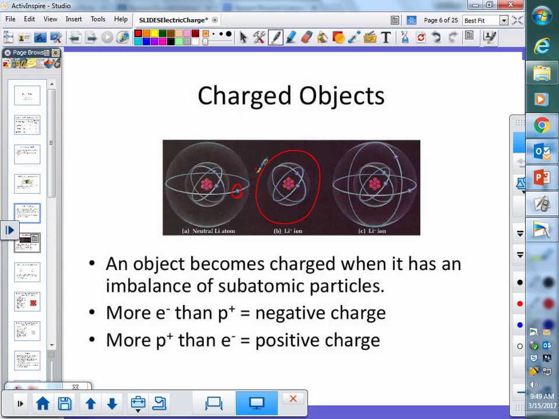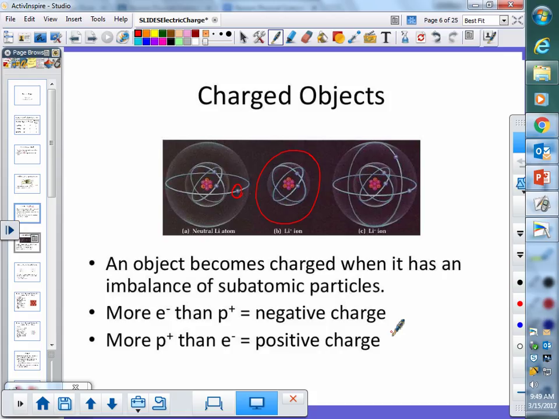Okay? And then over on the right-hand side over here, this doesn't happen very often in nature, and usually it won't happen by itself. Okay? But if we go from picture A to picture C, we've picked up an electron. Now there's 4 electrons, but there's still only 3 protons. So that one on the right-hand side would have what kind of a charge? It would have a negative charge. It has more electrons than protons, right?